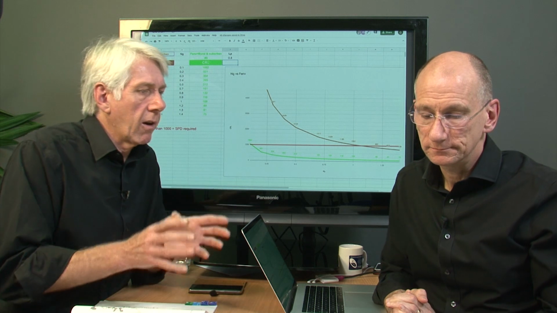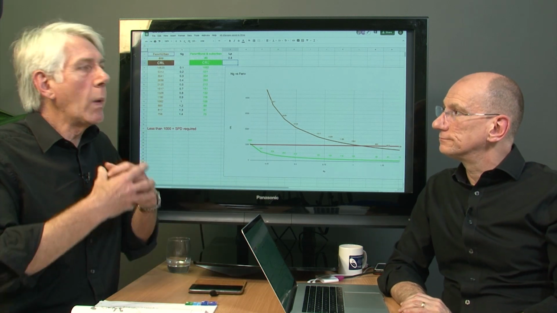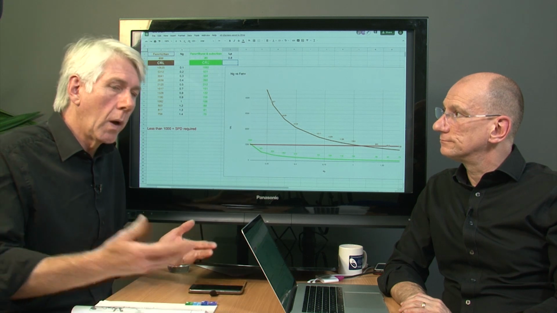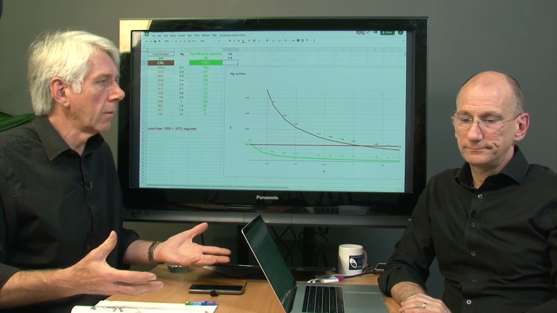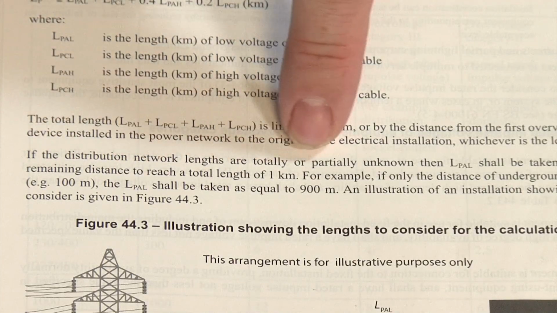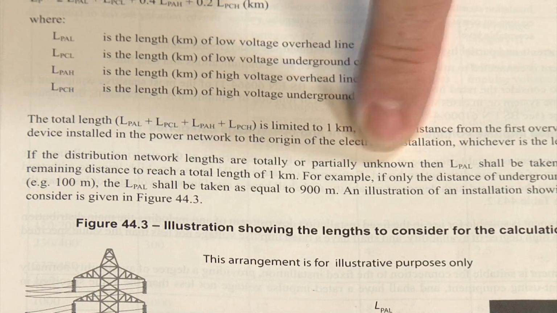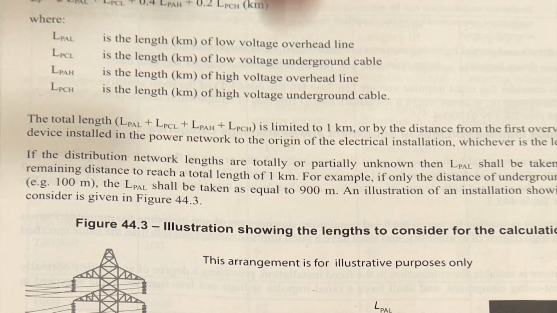So let's take a scenario, Gary. We roll up for a job, we've got to make an assessment, and we don't know anything. We don't know where the cables are, where they're coming from, where the power station is. Well, what do we do there? Well, if the distribution network lengths are totally or partially unknown, which is in the next paragraph down, then LPAL shall be taken as equal to the remaining distance to reach that of 1 kilometre.